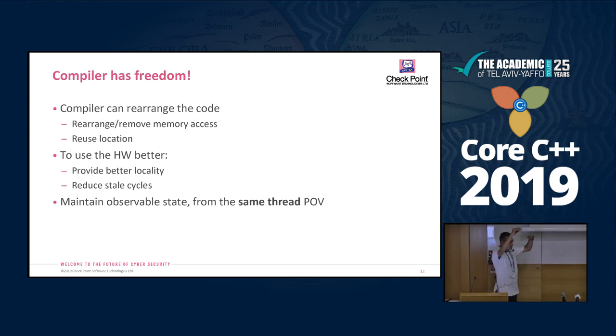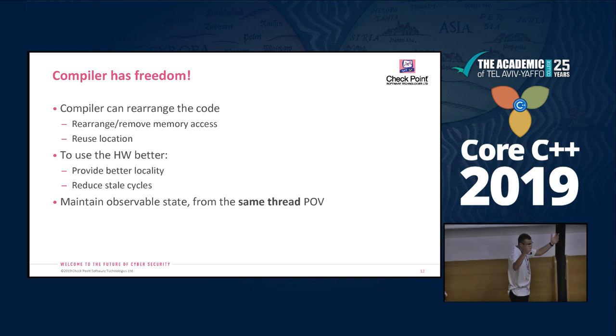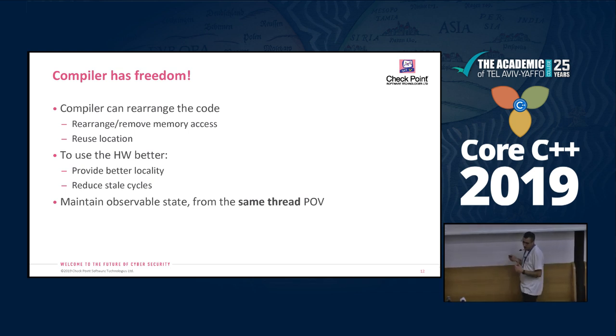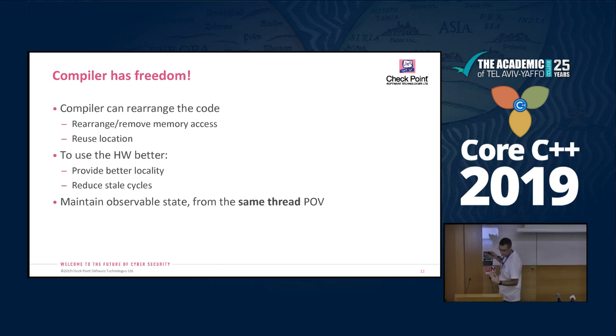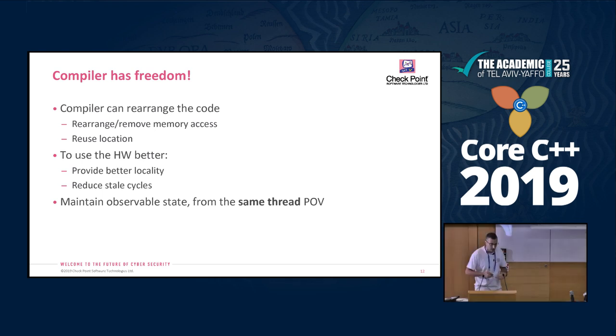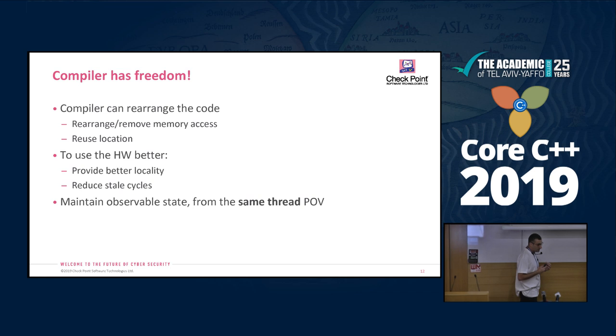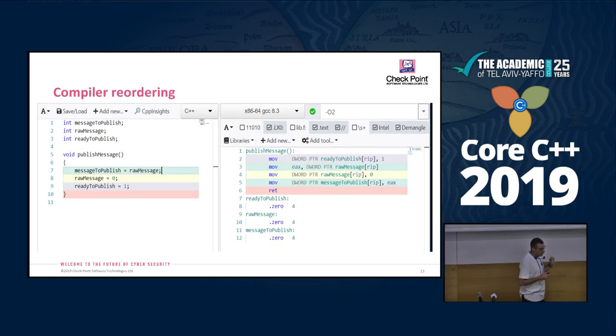It can reuse locations. So if I have a function that in the first part of it I'm using foo, and in the other part I'm not using foo anymore but using bar, it can use the same location. Now, the reason that compiler vendors do it, I believe, is that they really hate us. They just want to make our life that much harder. What they claim is that it allows them to emit code that will take much better usage from the hardware. In particular, it allows them to provide better locality and this way reduce the amount of stall cycles. The only restriction that they have is that they have to maintain the observable state of our application, but from a single thread point of view.